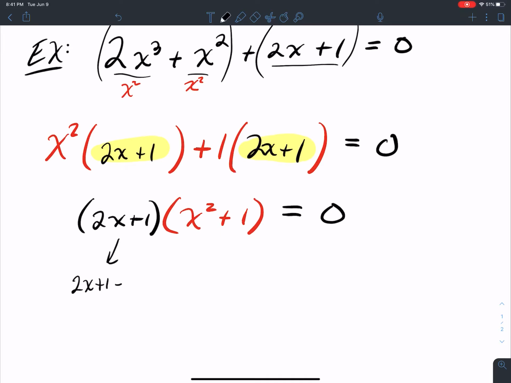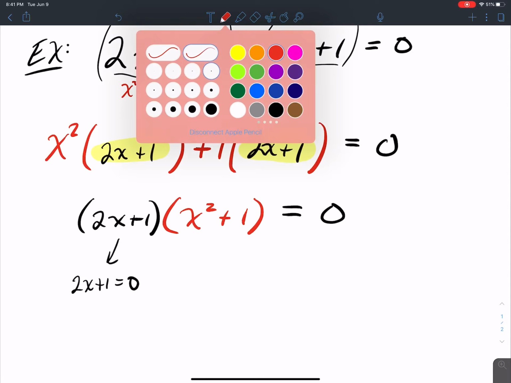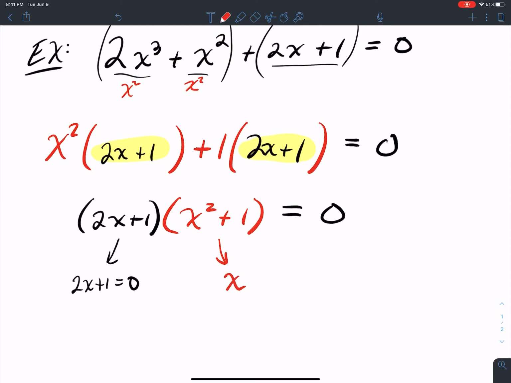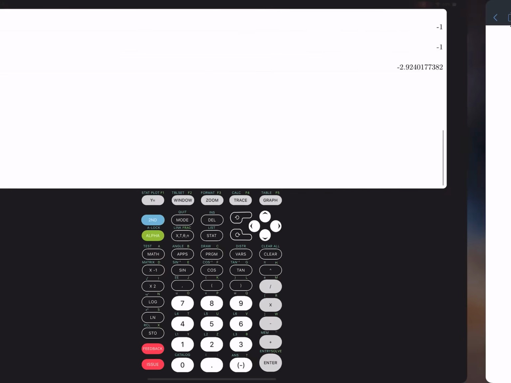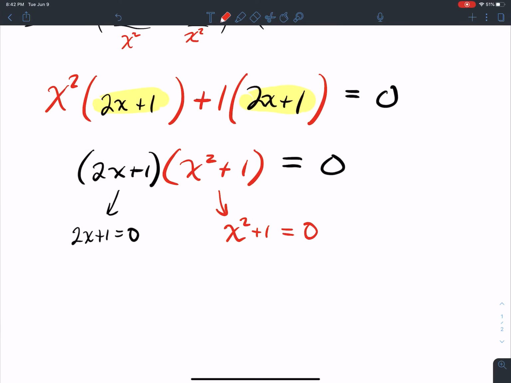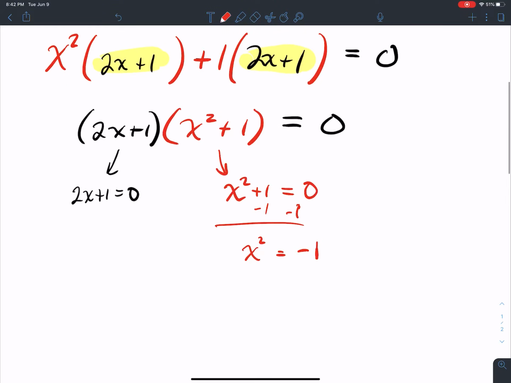Now I'm going to set each piece equal to 0. 2x plus 1 equals 0, and x squared plus 1 equals 0. So x squared plus 1, how do I solve that? Well, I'm going to move the 1 over to the other side, and I have x squared equals negative 1. To get rid of the square, I take the square root, but when I square root, I have a plus and a minus. However, when I'm taking the square root of a negative 1, that's the definition of i. So x is equal to plus or minus i.